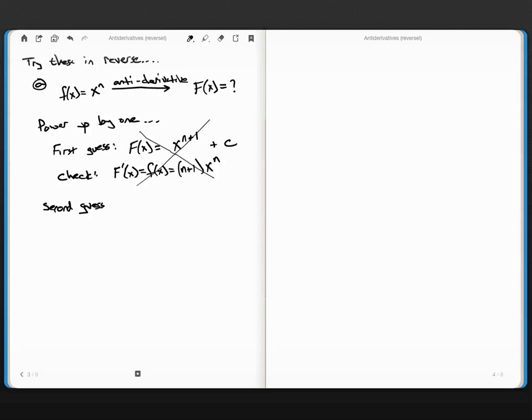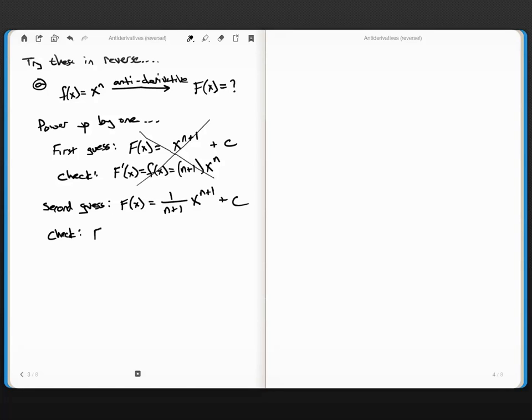You didn't think you'd get all the way to calculus and still be doing guess and check, did you? So the second guess, I need to get rid of this n plus 1, so I'm going to put a preemptive little factor in there. I'm going to put 1 over n plus 1, and then x to the n plus 1 plus c. All right, now let's check this.